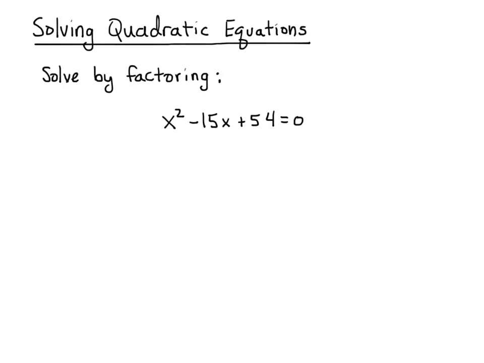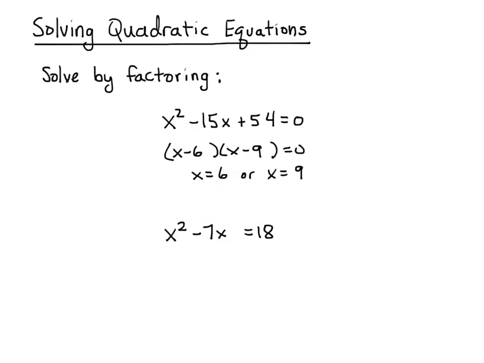54 is positive, so we're looking at the same sign. Negative 15 means that they're both negative. And so what factors make 54 that add up to 15? That would be 9 and 6. And so we put in the negatives, and we get x equals 6 or x equals 9. This should be pretty standard for you now.